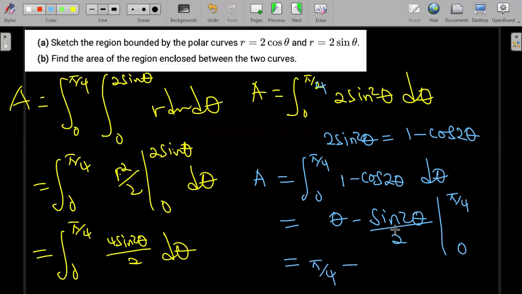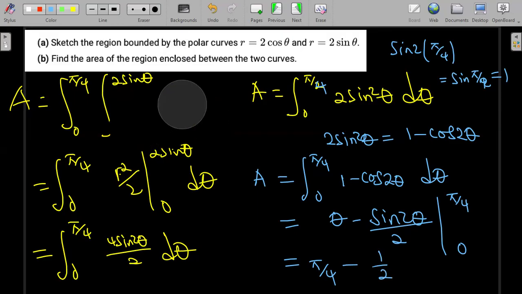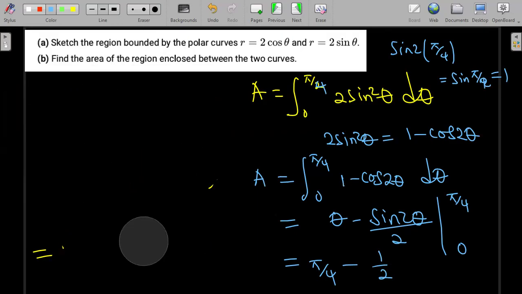And then minus this one here, sine 2 theta over 2, and I put the theta, which is pi over 4, which is the same as sine pi over 2. So sine pi over 2 is sine 90, which is just 1. So this guy here becomes 1 over 2. So to conclude now, our area is simply pi over 4 minus 1 over 2. Remember, this is just the area for the region A.